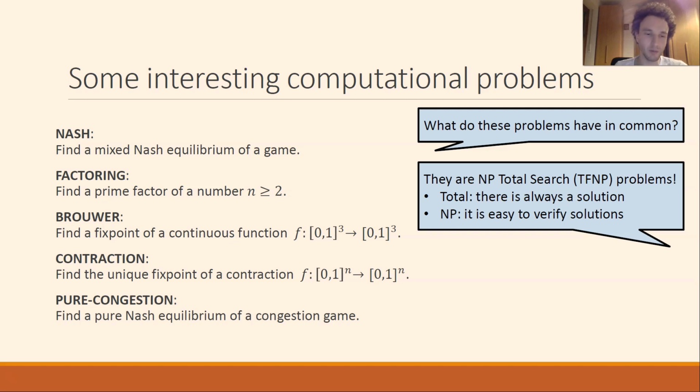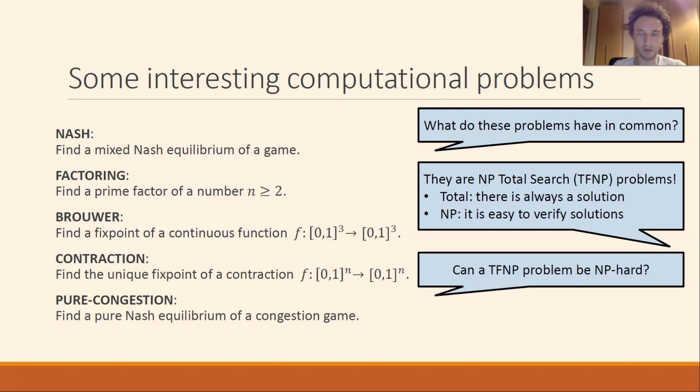So all of these problems are TFNP problems, but these five problems also have something else in common, which is that we don't know how to solve them in polynomial time. People have tried to come up with polynomial time algorithms and have failed. So it's generally believed that the problems are hard to solve. And of course, as theoretical computer scientists, we would like to provide some evidence for that, explain why we don't have polynomial time algorithms for these problems. And so a natural follow-up question is, can any of these problems be NP hard? Or more generally, can any TFNP problem be NP hard?